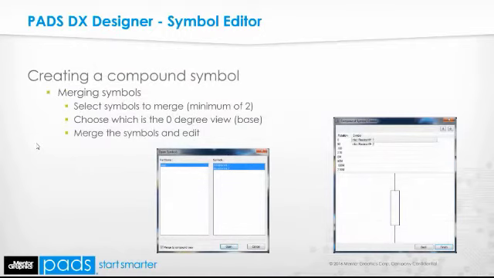The merge option will only be presented if the system detects more than one symbol with the same name in the library. You then have the choice to merge symbols or keep them separate. If you choose to merge the symbols, you can choose which should become the base 0-degree rotation, and which rotation any alternate symbol represents. These will then be combined to create a single compound view.